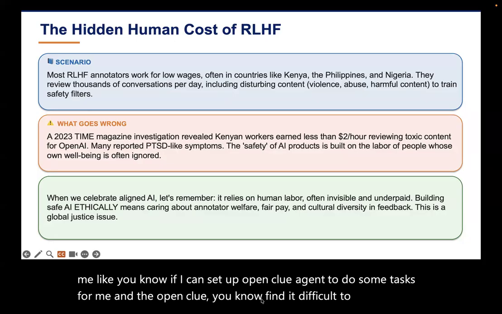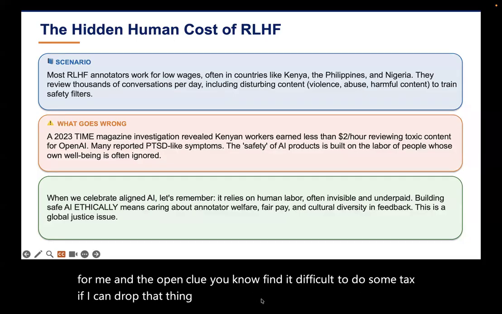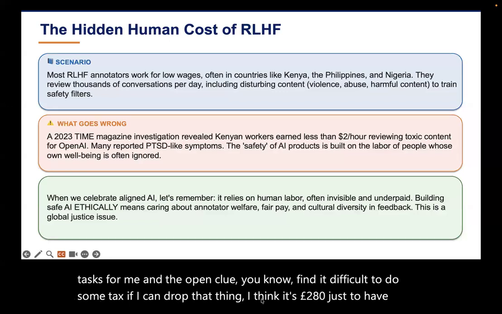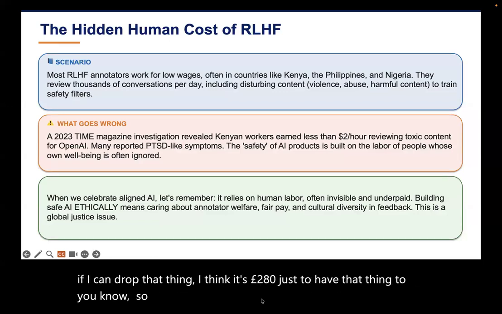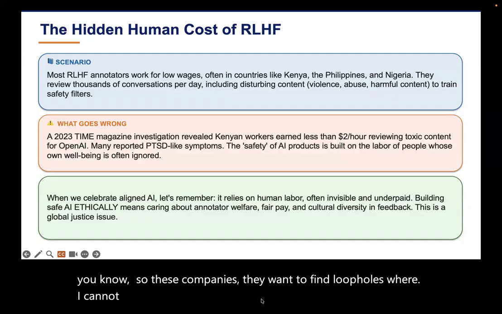If I can drop that thing, I think it's 280 pounds. These companies want to find loopholes where AI cannot solve, where it is failing, so they can develop a solution for that. And you can see the amount of money they are paying.